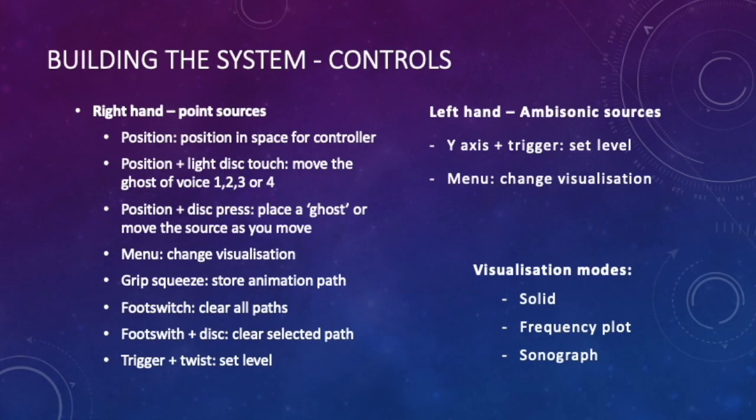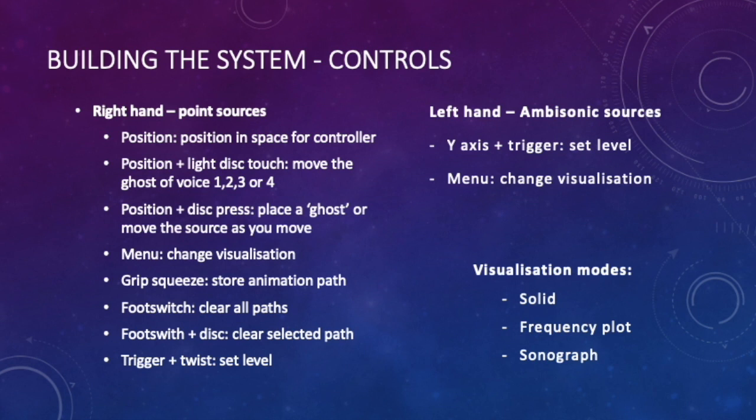The controls at this early stage are simple and address moving sound sources and controlling the amplitude. The left hand controls a pre-recorded B-format ambisonic atmosphere track. When engaged with the trigger, the height of the controller sets the volume. The right hand controls 4 point sources for audio. The Vive controller does not have a lot of buttons, so the touch-sensitive disc controller is divided by the software into quarters for voice selection.